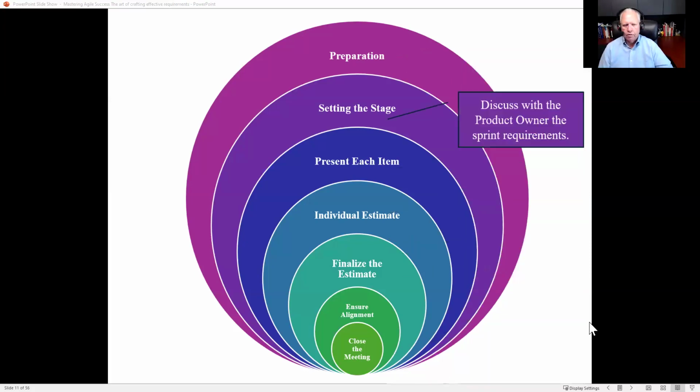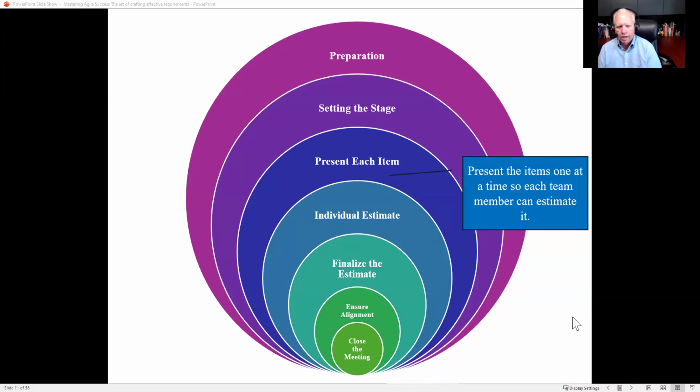The other piece of this is discussing with the product owner the sprint requirements. Where did you get those? From the definition of done, from the minimum viable product, from the product roadmap. All of those kinds of requirements will come from that, even though they've been narrowed down for one sprint to run right now. The point is you'll know that from that product owner and from the team being able to create that sprint backlog. And then presenting the items one at a time so each team member can estimate it.